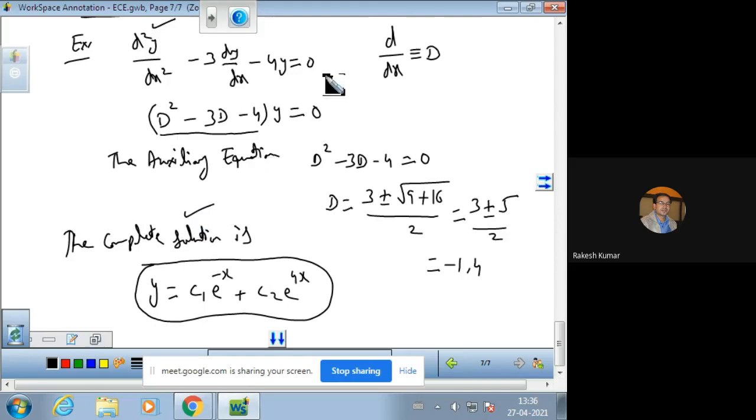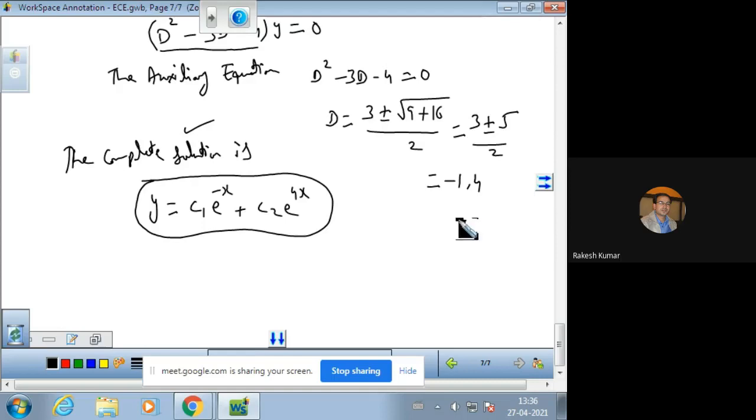And this is a homogeneous equation. Homogeneous means when the right hand side is equal to 0. So this is the way of writing down the solution of a homogeneous differential equation. Directly y is equal to the solution. C1, C2 are constants.